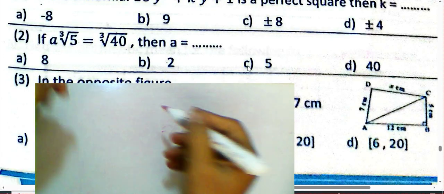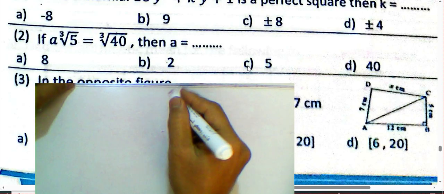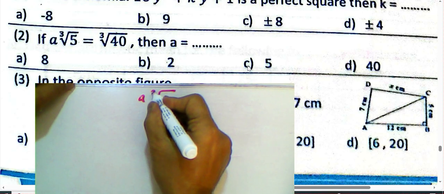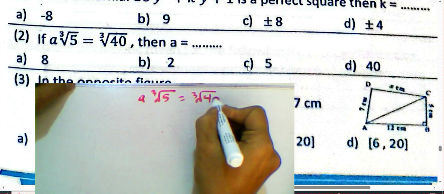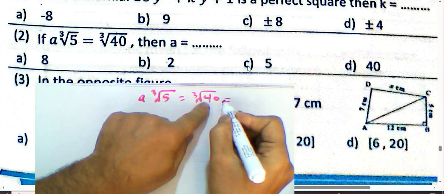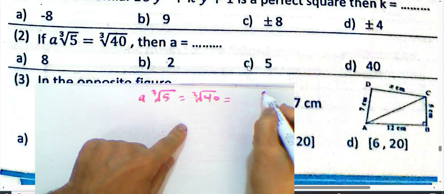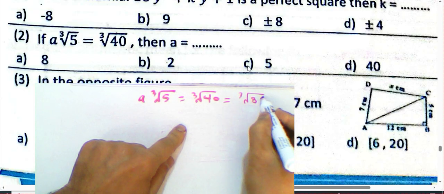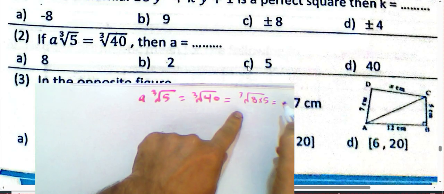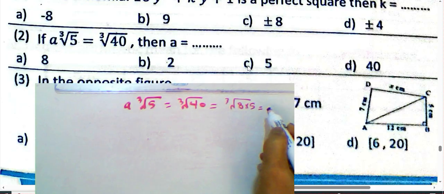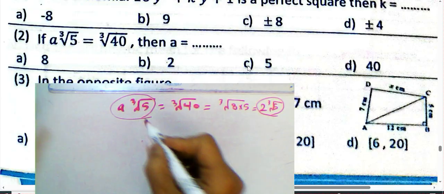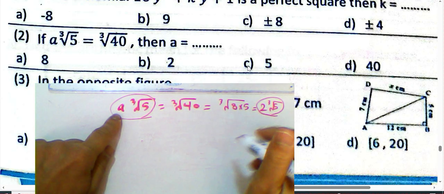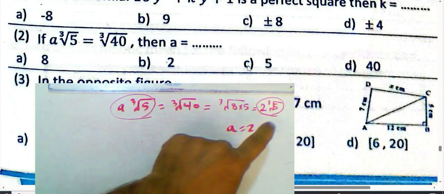Question number 2: we have a multiplied by the cubic root of 5 equals the cubic root of 40. We know 40 equals 8 multiplied by 5. We can write here the cubic root of 8 times 5. The cubic root of 8 equals 2. You can write 2 outside the cubic root of 5, and then comparing the two numbers, the value of a equals 2.